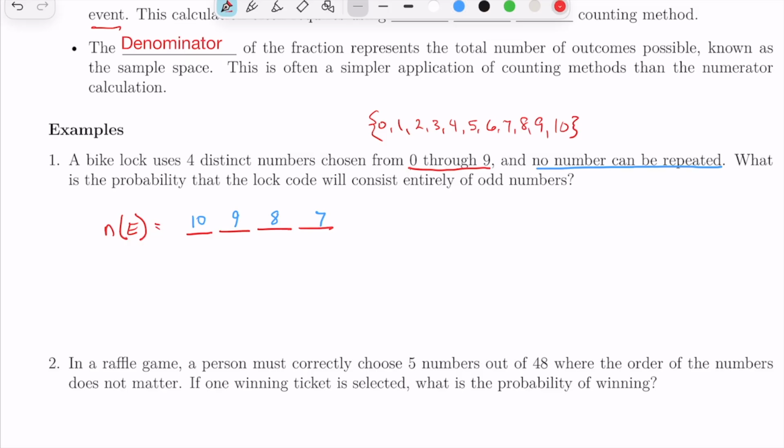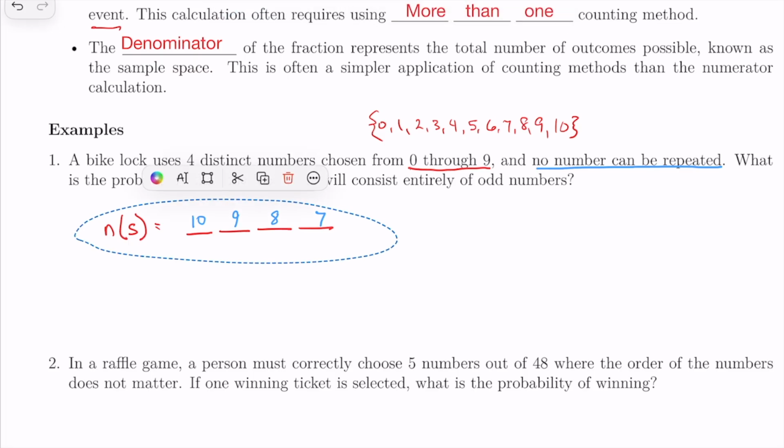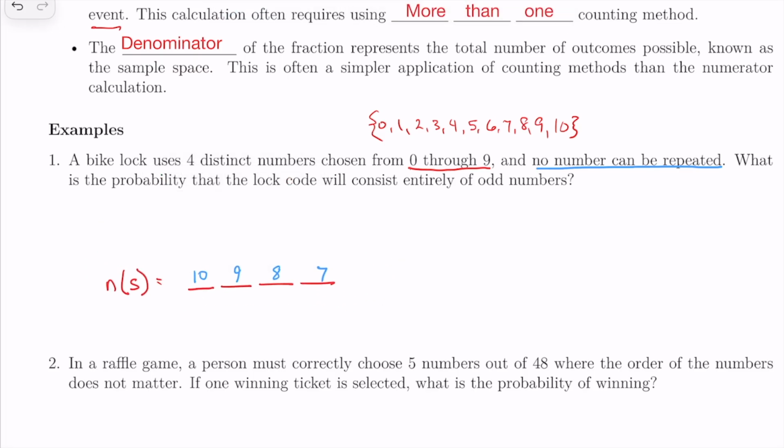Now, this is the total number of ways of choosing four possible numbers. That means that's not actually my E. That would be S. There we go. So that's going to be the bottom of our fraction. That was pretty easy. That's just the total number of ways that we can choose four numbers without any repetition.